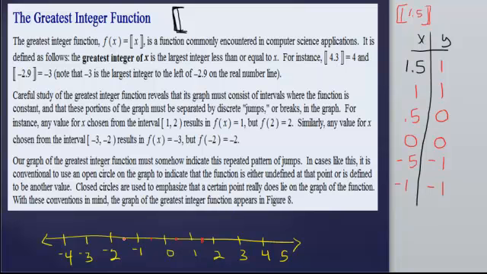Let's do one more. Let's pick this one. That would be negative 1.5. What is the greatest integer just less than or equal to that number? The next integer down is a negative 2. So what happens when you graph something like this?